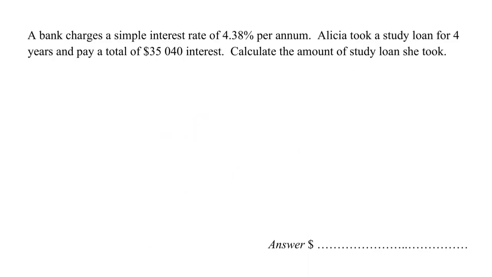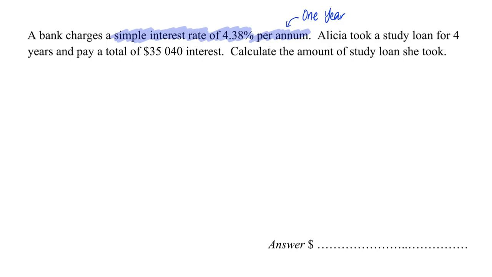Everyone, welcome to this part of the question where we are given that a bank charges simple interest rate of 4.38% per annum. Well, this means that this is for 1 year, and every year it is 4.38% of the loan.